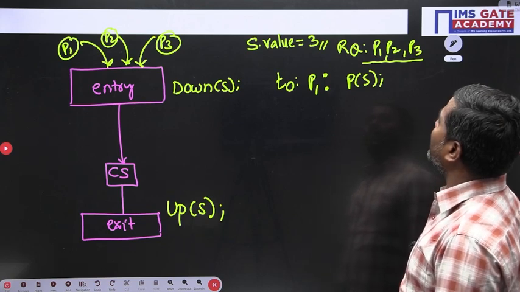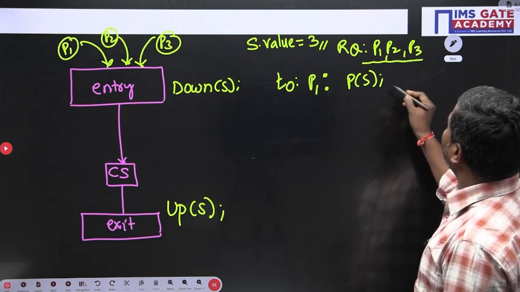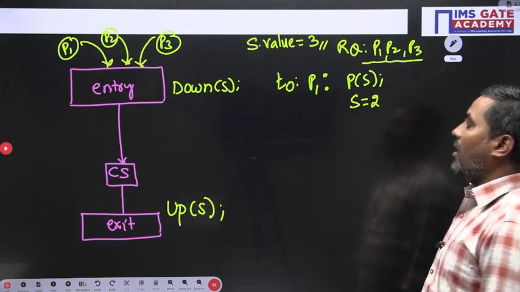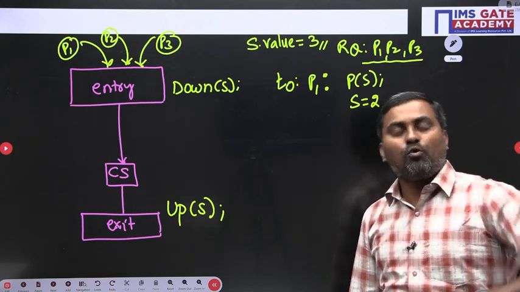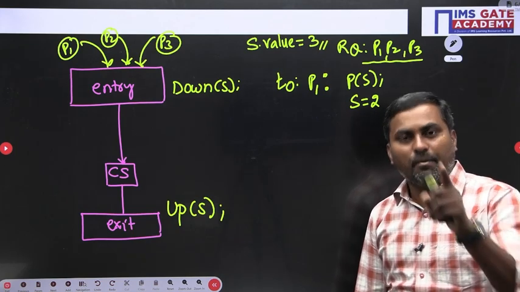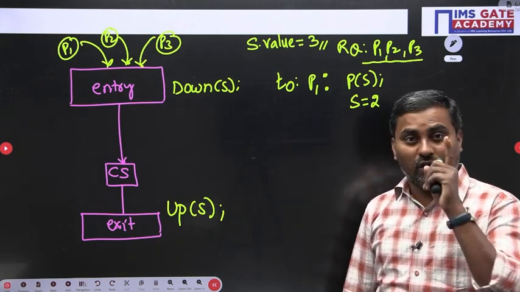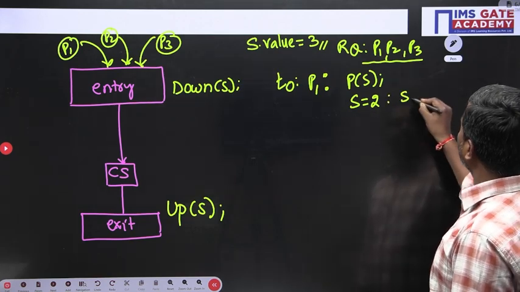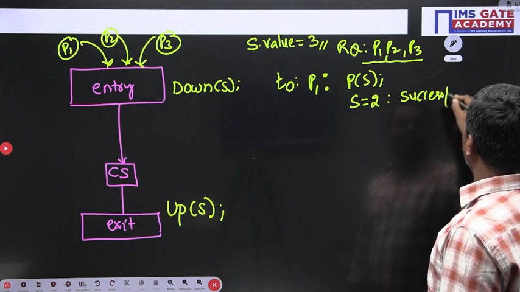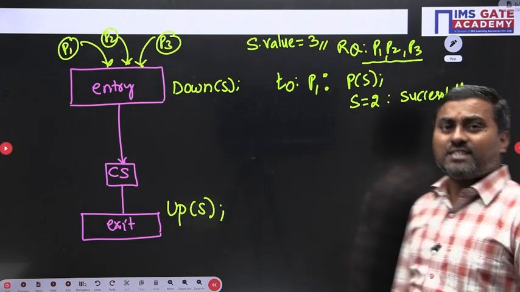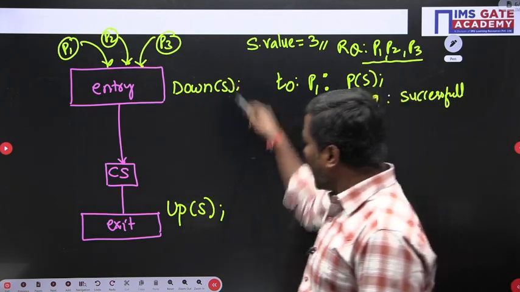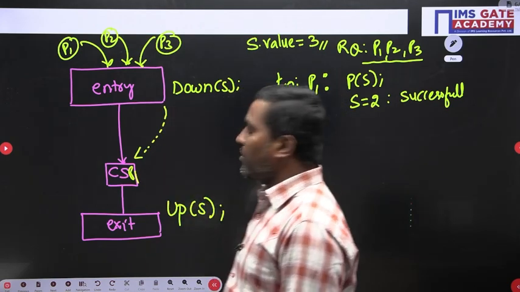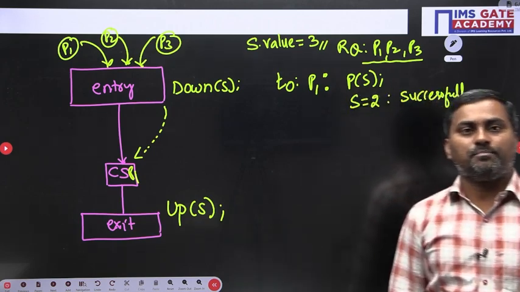What is the S value currently? 3. After this, S becomes 2, decremented. After performing the down operation, the semaphore value is non-negative, positive. That means it is a successful operation. If it is a successful operation, the process is allowed to enter the critical section. So process P1 enters the critical section here.